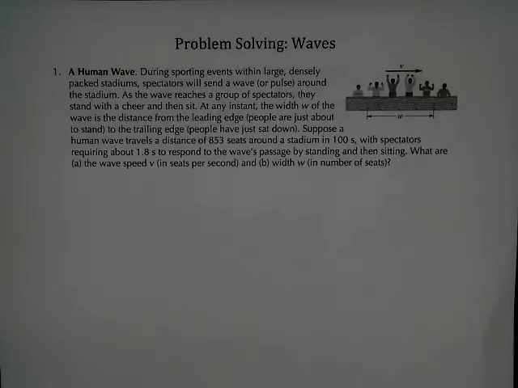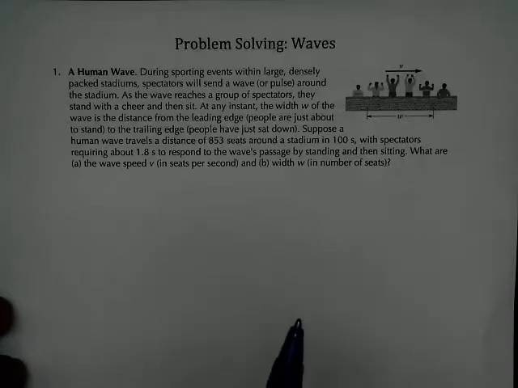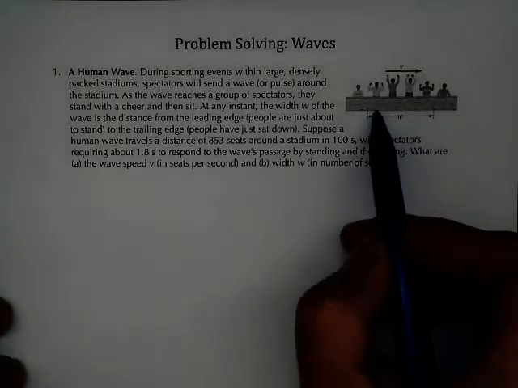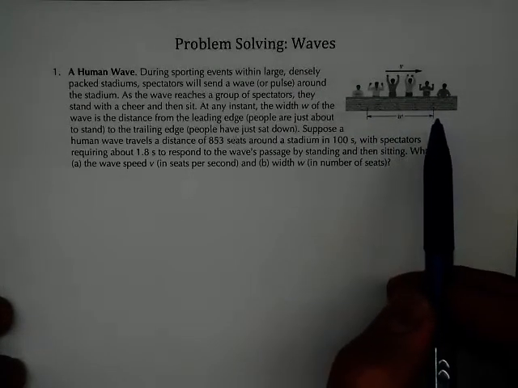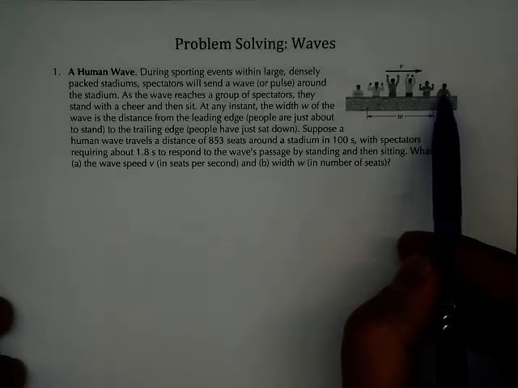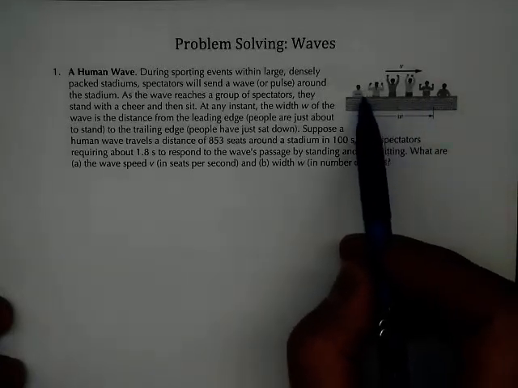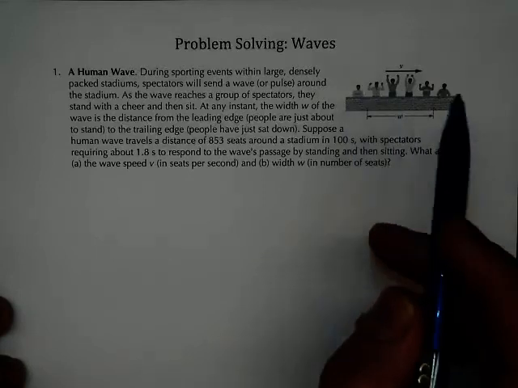So the first problem is involving a wave, or I guess a wave pulse more correctly, at a sporting event. It reads, during sporting events with large densely packed stadiums, spectators will send a wave or a pulse around the stadium. As the wave reaches a group of spectators, they stand with a cheer and then sit. At any instant, the width W of the wave is the distance from the leading edge, people just about to stand over here, to the trailing edge where people are just sitting down.